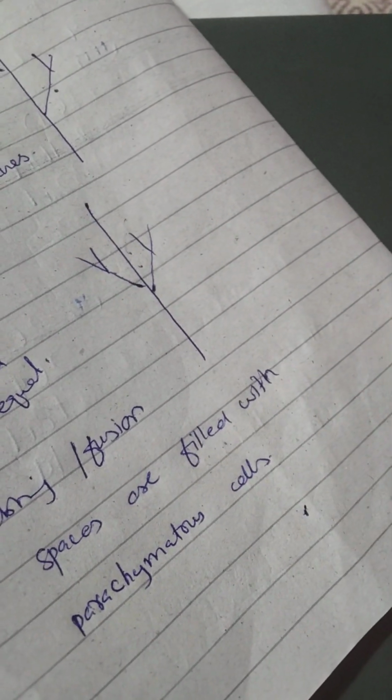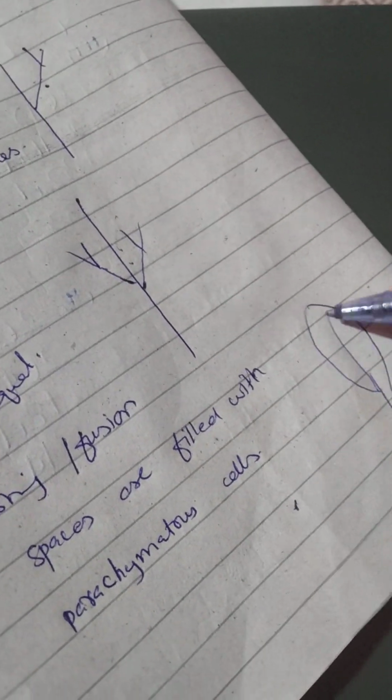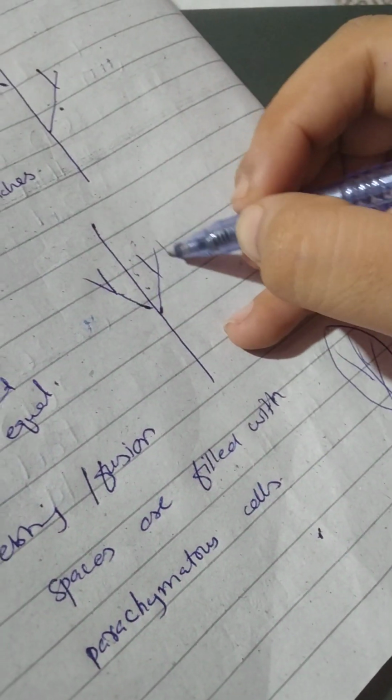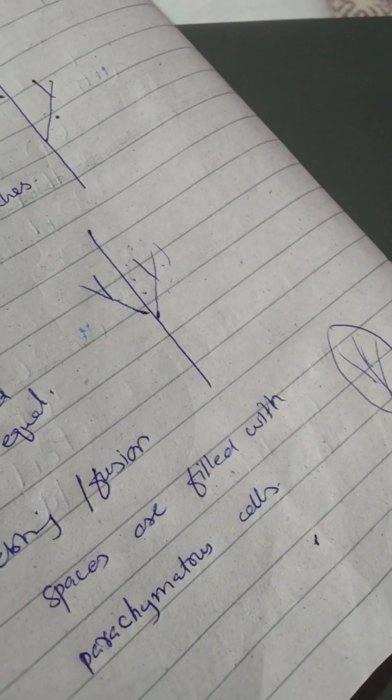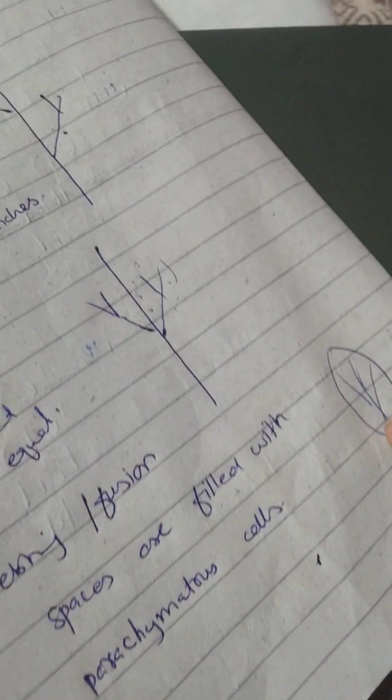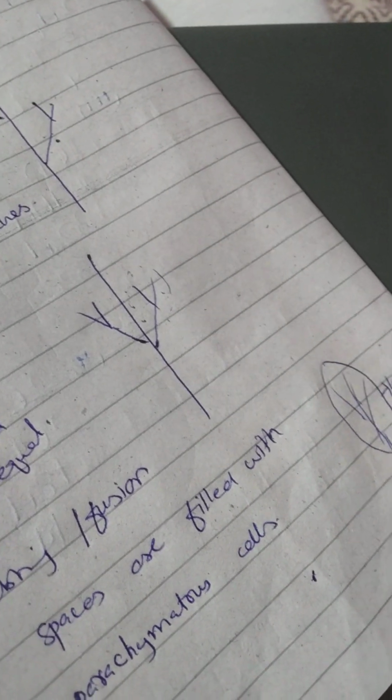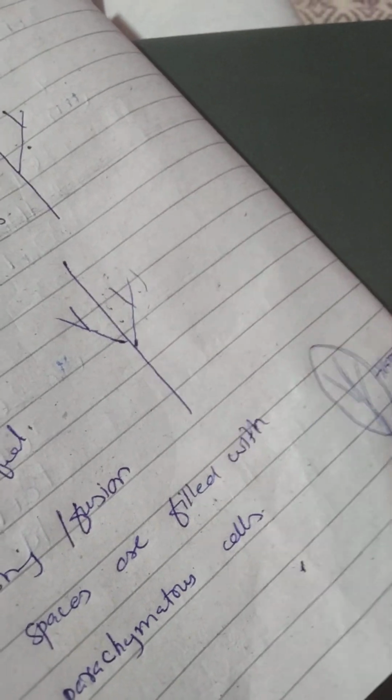Okay, consider that now the leaf is formed. Now these spaces are filled with parenchymatous cells. Basically, this is known as the lamina, the leaf blade. Now let's talk about phyllotaxy.